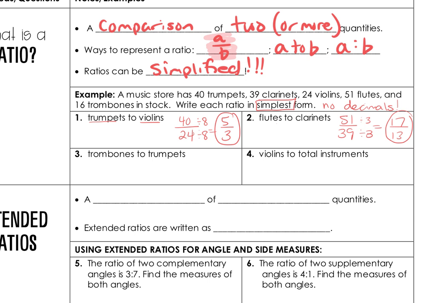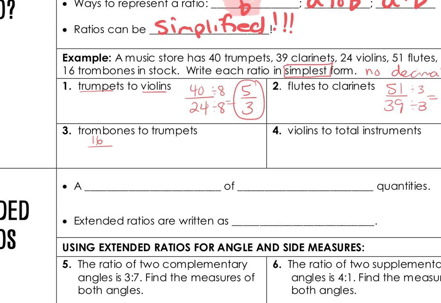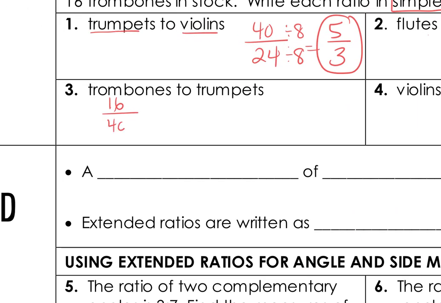All right, let's take a look at number 3. We've got trombones to trumpets. So we have 16 trombones, and it says we have, where are my trumpets? 40 trumpets. So once again, I'm going to simplify. 8 goes into both of those. I get 2 over 5. That's my most simplified ratio.